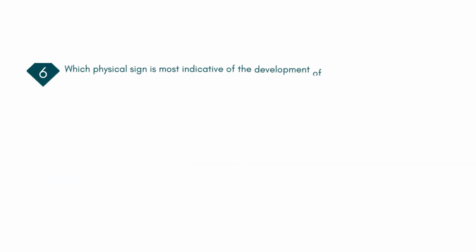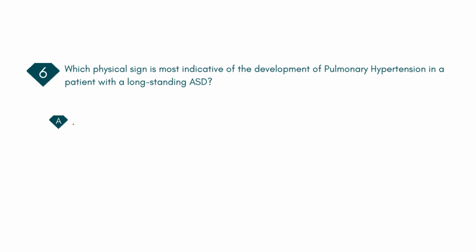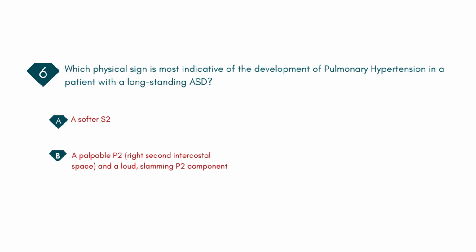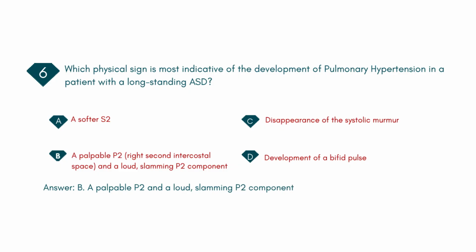Which physical sign is most indicative of the development of pulmonary hypertension in a patient with a long-standing ASD? A. A softer S2. B. A palpable P2, right second intercostal space, and a loud, slamming P2 component. C. Disappearance of the systolic murmur. D. Development of a bifid pulse. Answer: B. A palpable P2 and a loud, slamming P2 component.